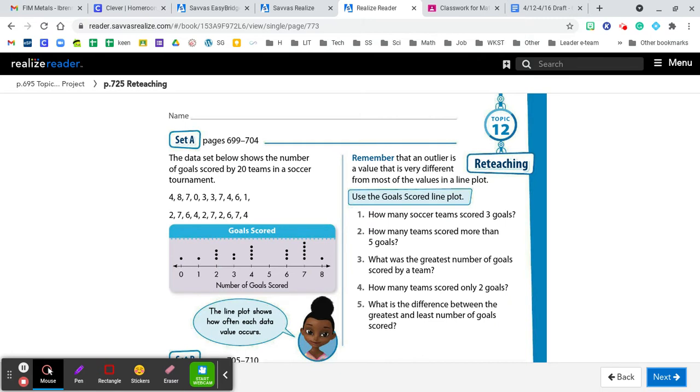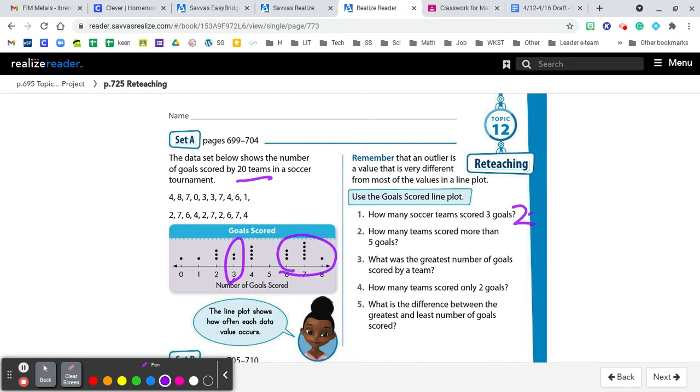And our reteach, how many soccer games scored 3 goals? So we go over and look, and we see on our data, the data set shows number of goals scored by 20 teams. So there's 20 teams. We have 2 teams scored 3 goals. How many teams scored more than 5 goals? So that we'd have to add all that up together. And there's 9 teams. What was the greatest number of goals scored by a team? And that's our largest value there. So it would be 8.